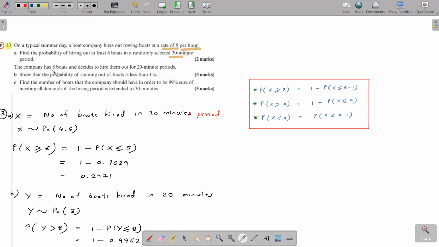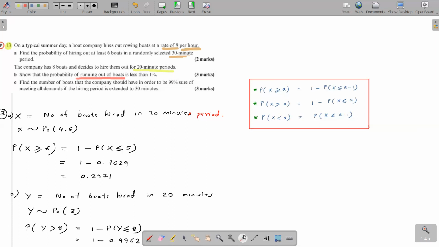The company has 8 boats and decides to hire them out for 20-minute periods. So guys, can you see now what's happening? They are setting kind of an upper bound here. The company has 8 boats and decides to hire them out for 20-minute periods. Again, you can see the interval changes, so the lambda will change because you are going for 20-minute periods now. So show that the probability of running out of boats is less than 1%. So guys, what do you mean by running out of boats?